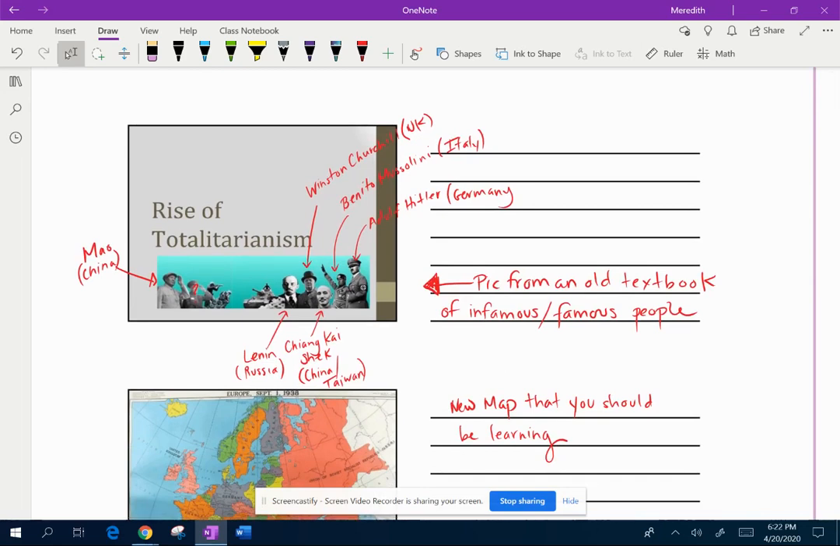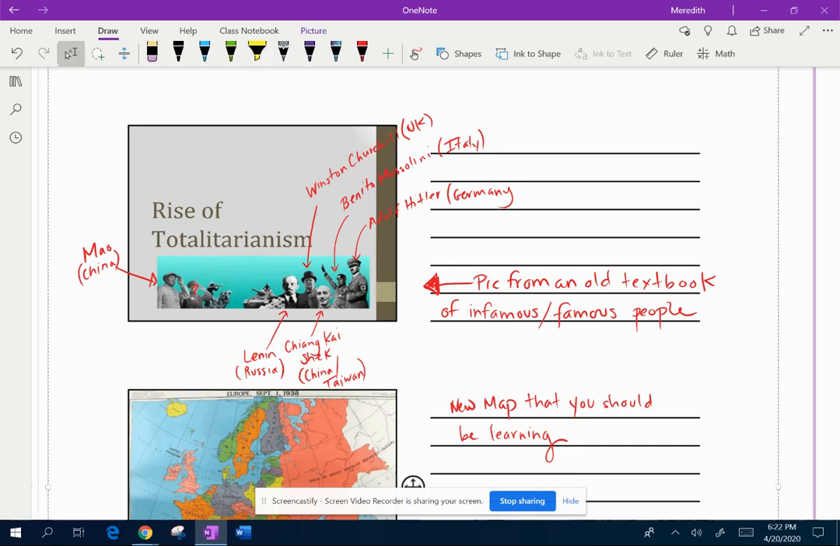Mostly these annotations that you see right here are not necessary. Visuals are just really powerful. So when we're staring at the title slide for Rise of Totalitarianism, I just have a picture from an old textbook I used to teach from of infamous and or famous people, but they're famous for a bad reason. So I labeled them here for you.